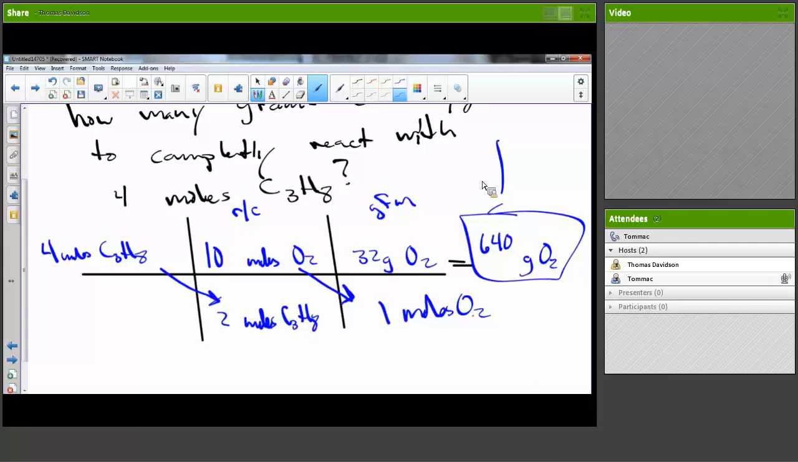The molar mass of oxygen on the periodic table is 16, but there's 2 of them, so it's 16 times 2. Because O is diatomic. So it's always attached to another one.